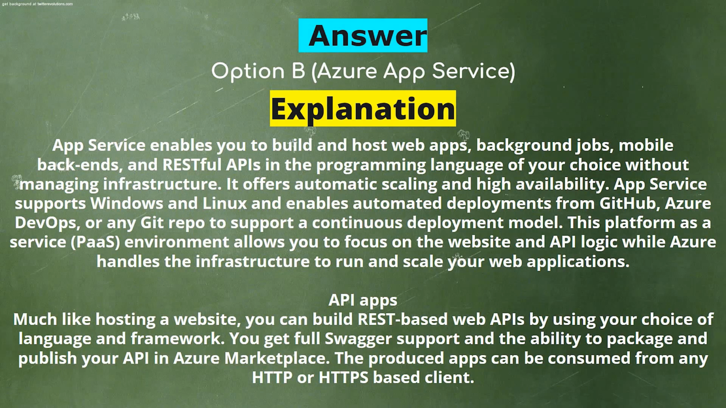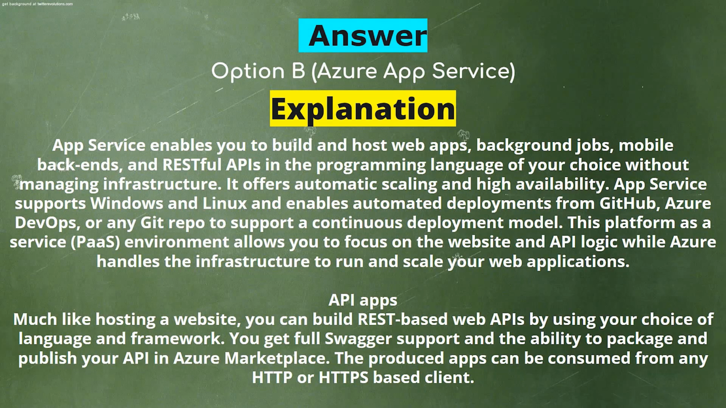App Service supports Windows and Linux and enables automated deployments from GitHub, Azure DevOps, or any Git repo to support a continuous deployment model. This platform as a service environment allows you to focus on the website and API logic, while Azure handles the infrastructure to run and scale your web applications.